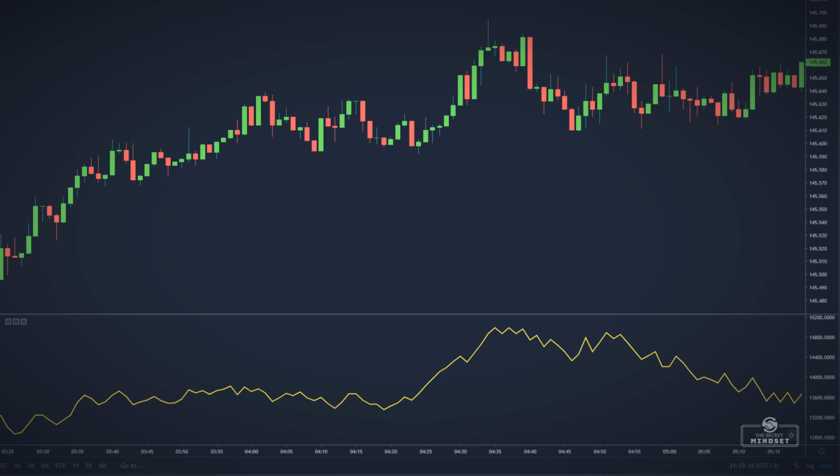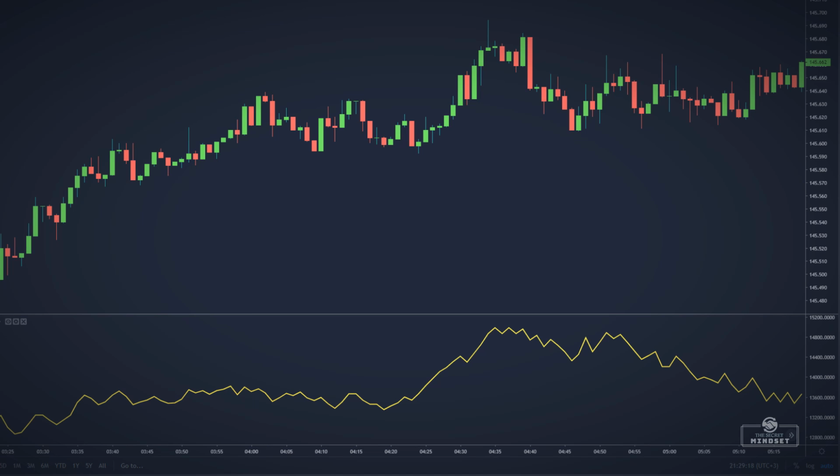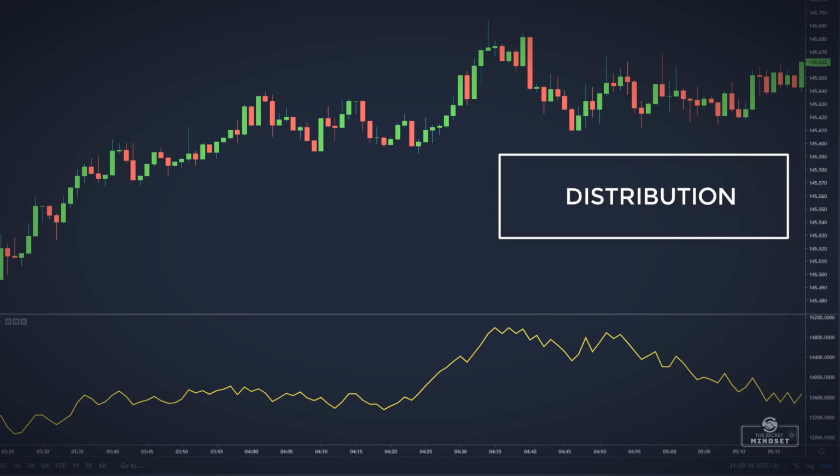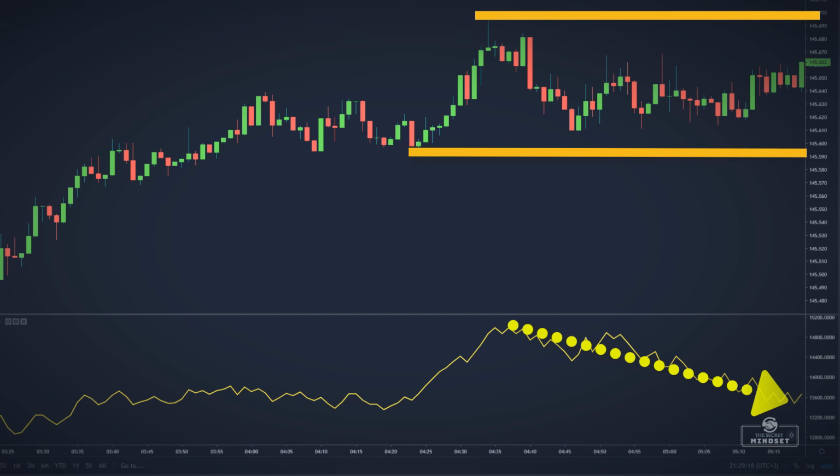When the price fails to make a new swing high or low, and stays contained within the last swing high and low, and the OBV is decreasing, this could translate into a period of distribution. This phase is characterized by some periods of volatility, but primarily is a period of consolidation.